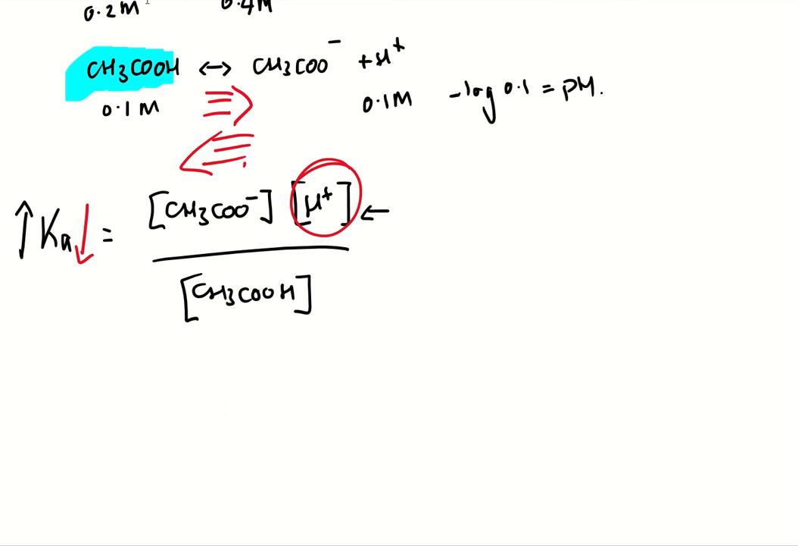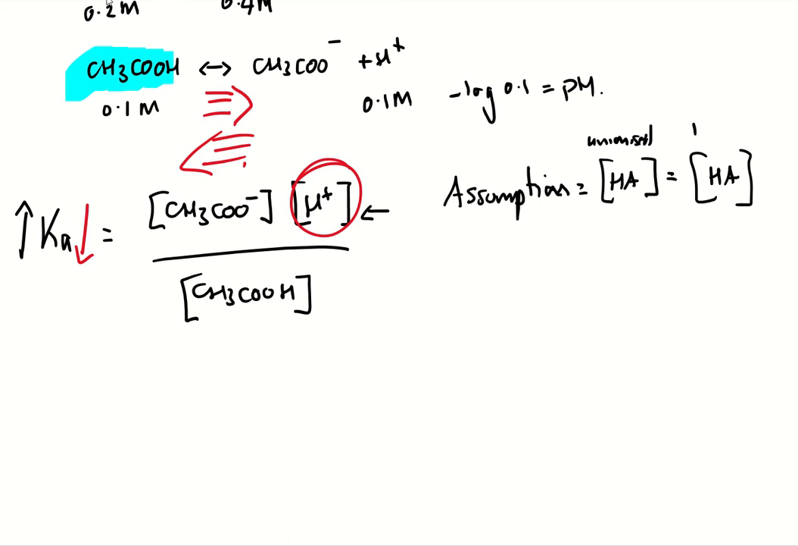Okay, so we have a few assumptions that we need to understand here before we go any further. These assumptions just allow the maths at A level to be a little bit more straightforward than it might otherwise be. So assumption number one is that at equilibrium, the concentration of the HA, remember I said earlier, the unionized HA, is equal to the ionized.